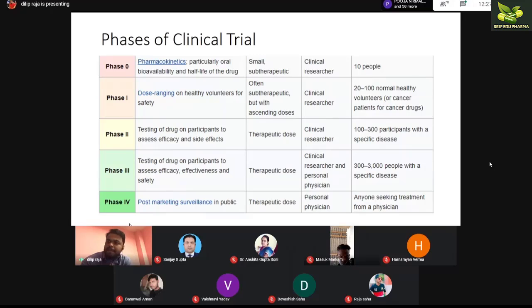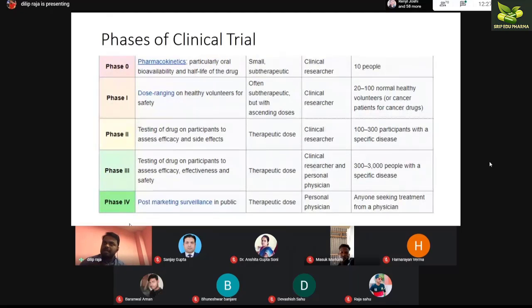In this phase 3, we have a huge number of participants, around 300 to 3,000 participants across the globe, across different populations, different ethnicities, and different races. Let's say one drug is acting in the population in India, and it is established in phase 2. Now it is not enough, right? So we have to confirm the activity in different locations across the globe.